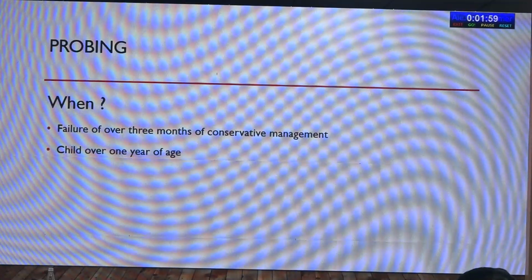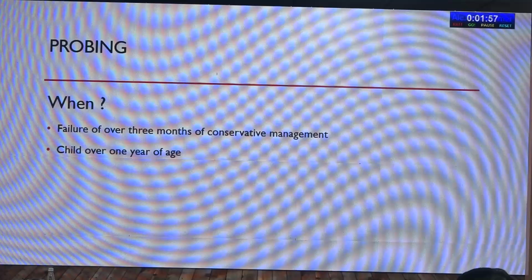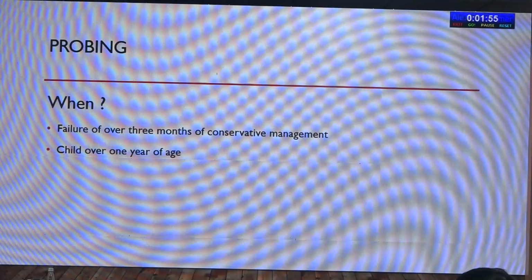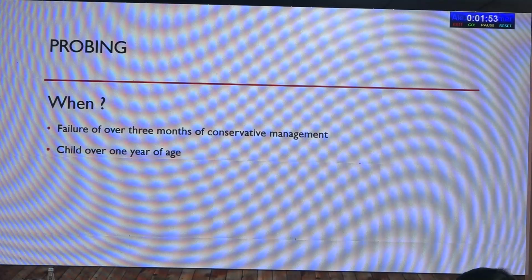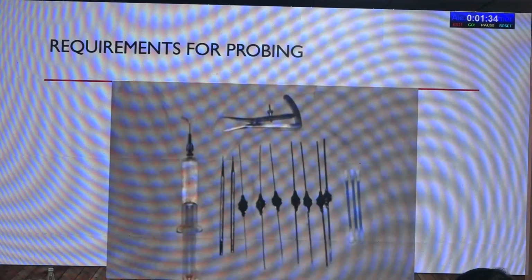Probing when? After failure of 3 months of conservative management. If it has failed and the child is more than 11 months, then you can go for probing, or at the age of 12 months also; 11 to 13 months is the golden period. That's why I generally wait till then. This is the standard protocol, not just my protocol.